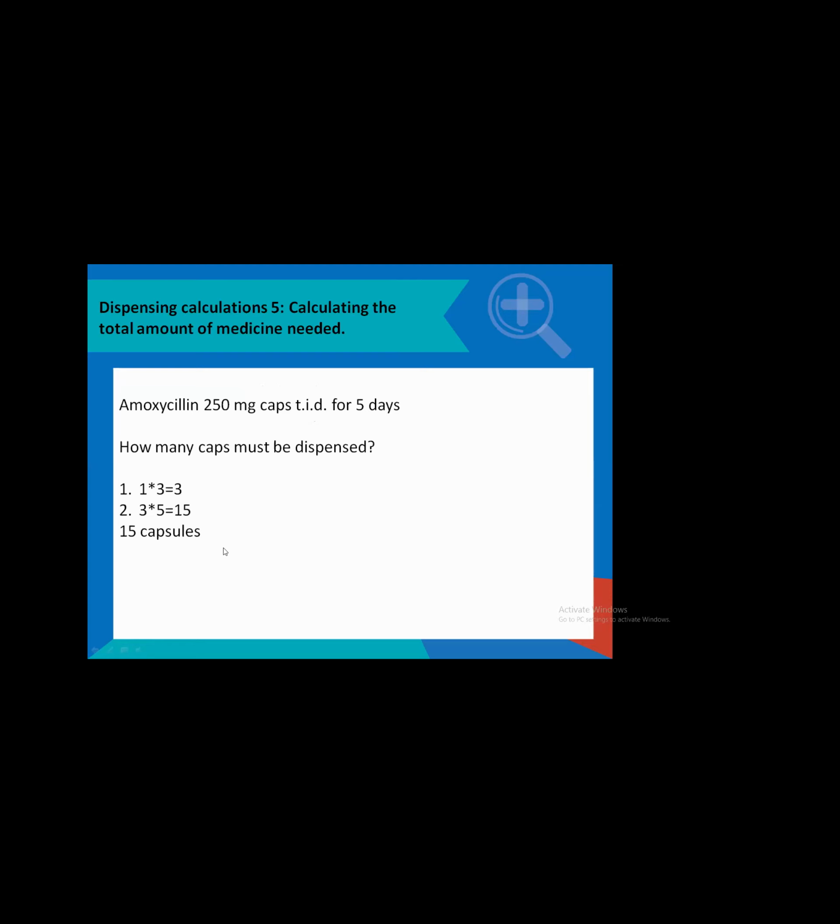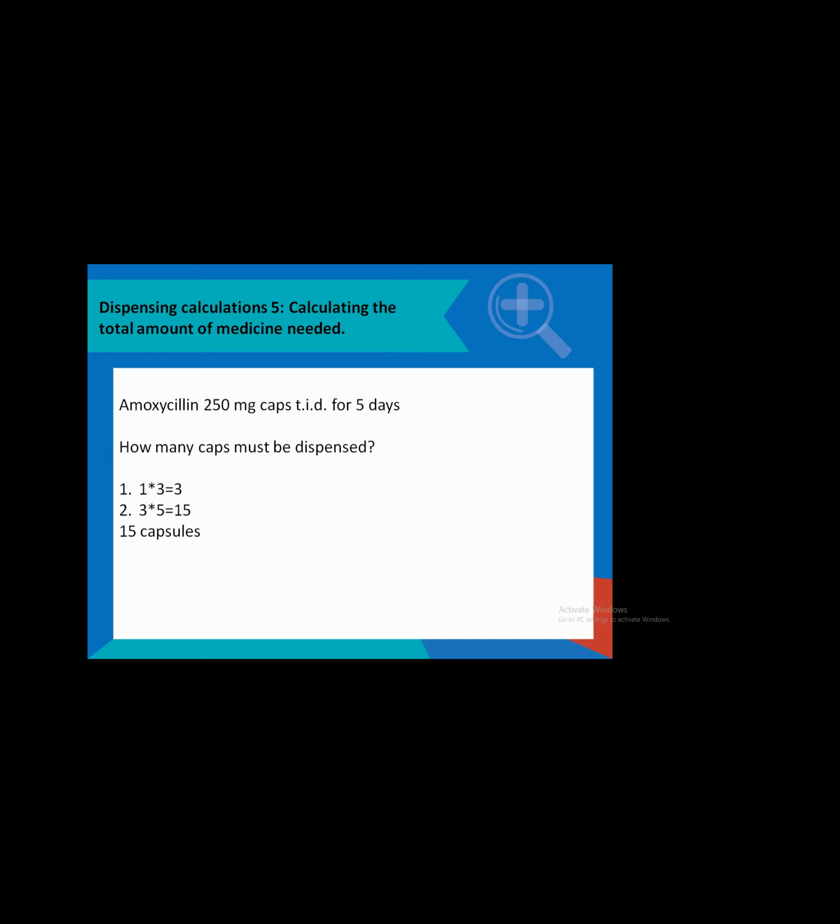Example number 5, calculating the total amount of medicine needed. So if now you have to dispense amoxicillin for 5 days, but then you are given the 250 milligram capsules to take 3 times a day for 5 days. How many capsules must you dispense?